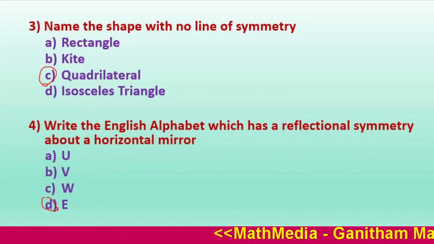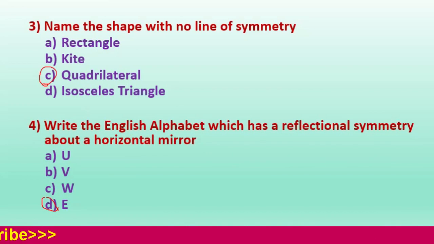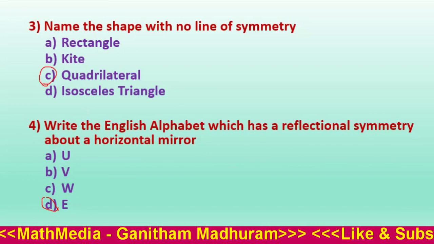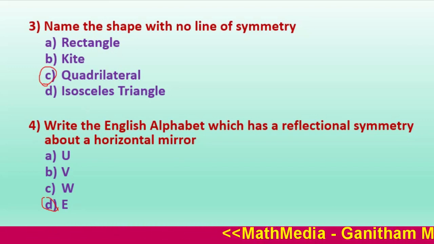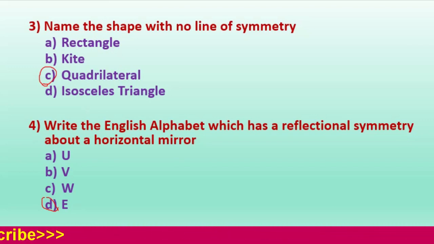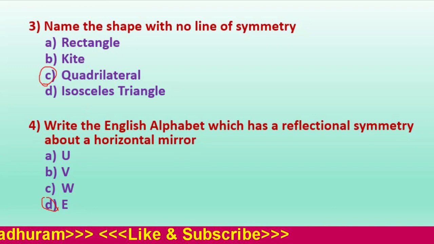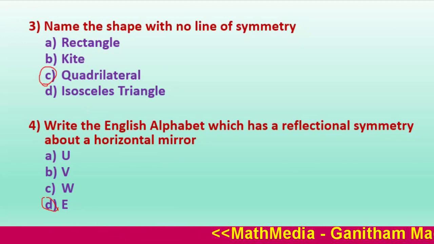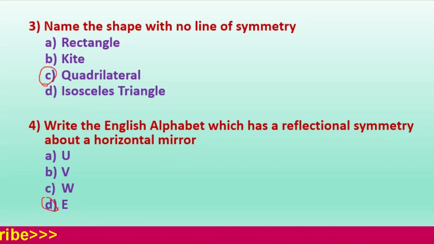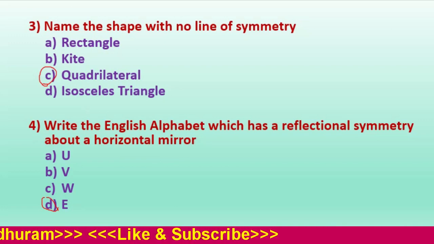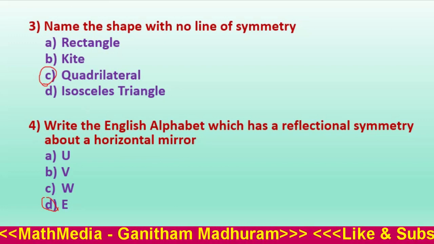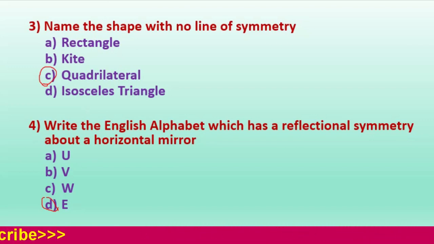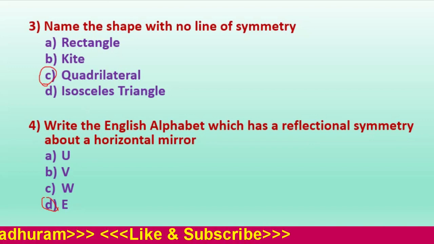Next, question number 4. Write the English alphabet which has a reflectional symmetry about horizontal mirror. U has no reflectional symmetry about horizontal mirror. V also has no reflectional symmetry about horizontal mirror. W is also not having reflectional symmetry about horizontal mirror. And E is the correct option. E is having the reflectional symmetry about horizontal mirror.